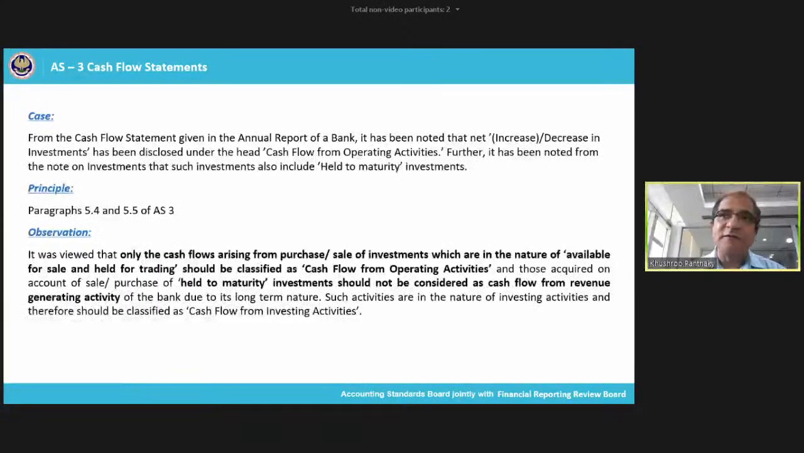And therefore, the entire objective of this particular session is to give you a heads up as to where such errors have been noticed and how these errors can be minimized or eliminated if there is a proper understanding. So if you look at the observation now, which is basically the conclusion, it says only the cash flows that arise from the purchase and sale of investments which are in the nature of available for sale or held for trading need to be classified as cash flow from operating activities. So if it is a financial services company, for them, dealing in loans and advances or dealing in current investments is like a normal business, and therefore they can call it a cash flow from operating activity. Otherwise, normally these investments, which are basically held to maturity investments, are generally considered as investments, and therefore any transactions that relate to purchase and sale of such investments need to be classified as an investment activity. Look at the nature of this particular error. It's so simple, yet there are mistakes being made.